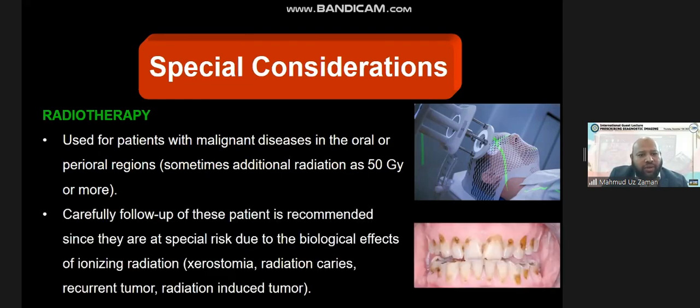And careful follow-up of these patients is recommended since they are at special risk due to the biological effect of ionizing radiation. Sometimes they may develop xerostomia, radiation caries, recurrent tumor, radiation-induced tumor, or radiation-induced osteonecrosis of the jaw. So depending upon the history of the patient, if there is any history of radiotherapy, you must be very careful with this patient, not only for the radiograph, but also for the treatment planning.